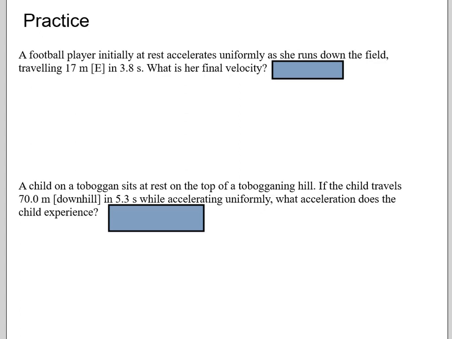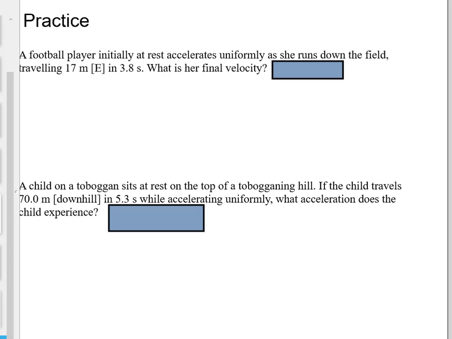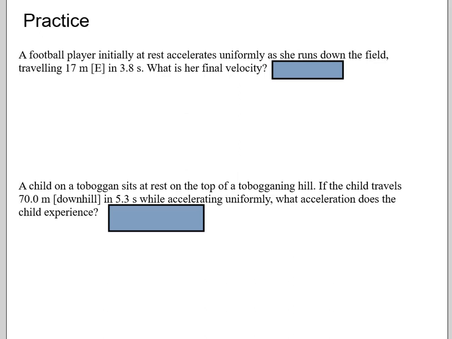All right, so there's 2 for you to try. We have a football player and a child on a toboggan, so pause it here, and then I'll go through them really quickly. A football player initially at rest. There's that hidden information: VI is 0. She accelerates uniformly as she runs down the field, traveling 17 meters, so there's a D, in 3.8 seconds. There's a T. What is her final velocity? So that's what we're looking for.